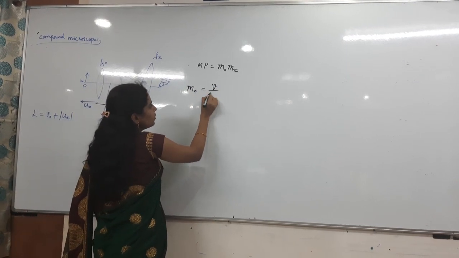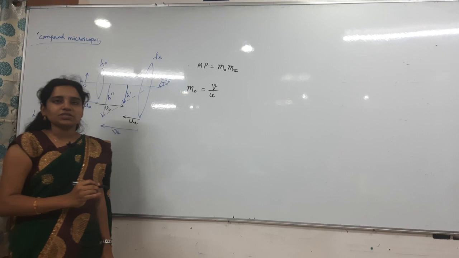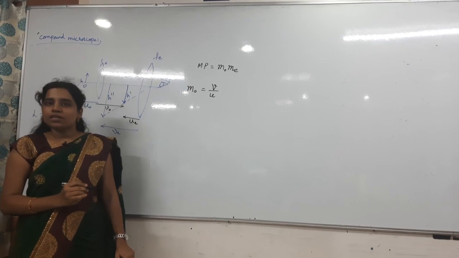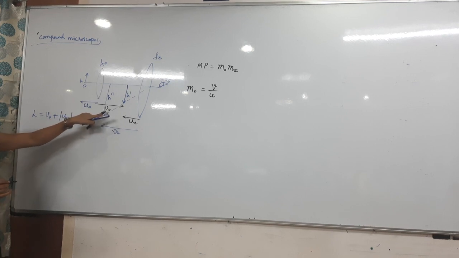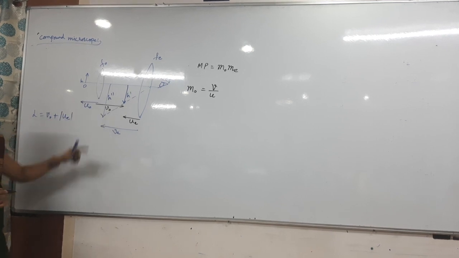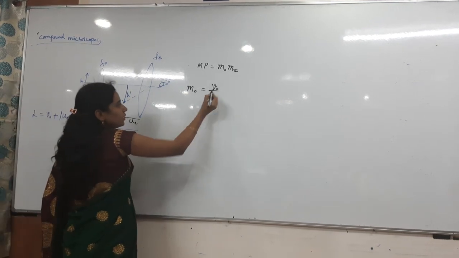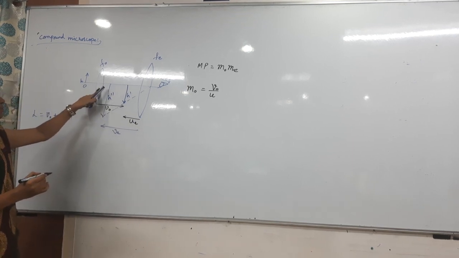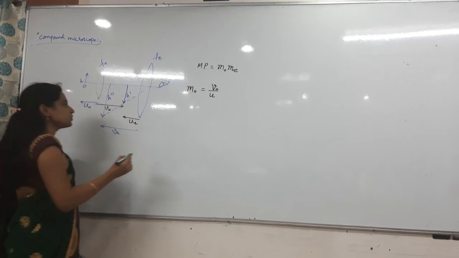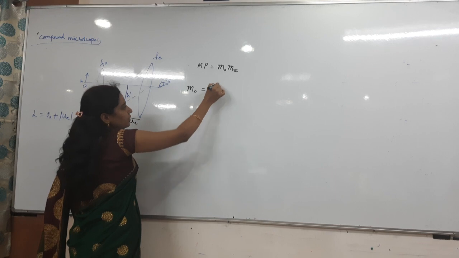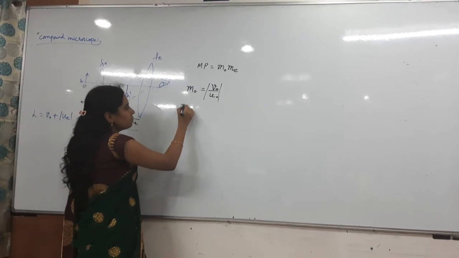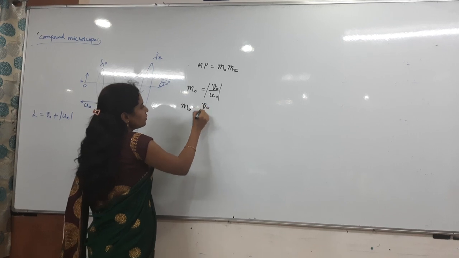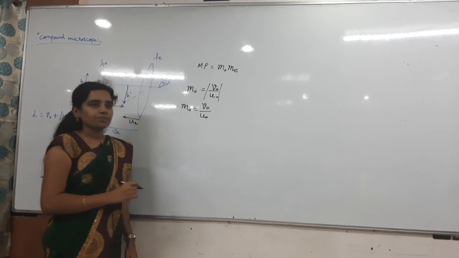M0 is equal to V by U only, right? Image distance by object distance. Image distance for the objective lens is V0. And the object distance for the objective is minus U0, which we will take in magnitude only. Don't worry about the minus and plus. So the magnification M0 is simply V0 by U0.